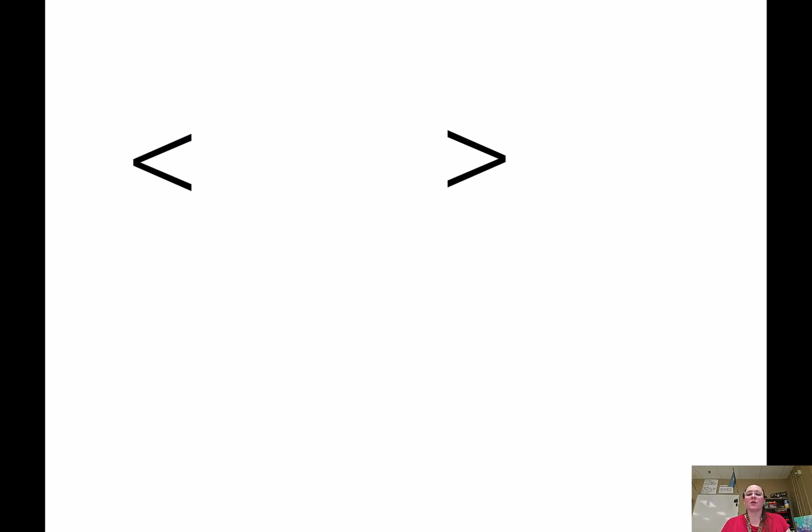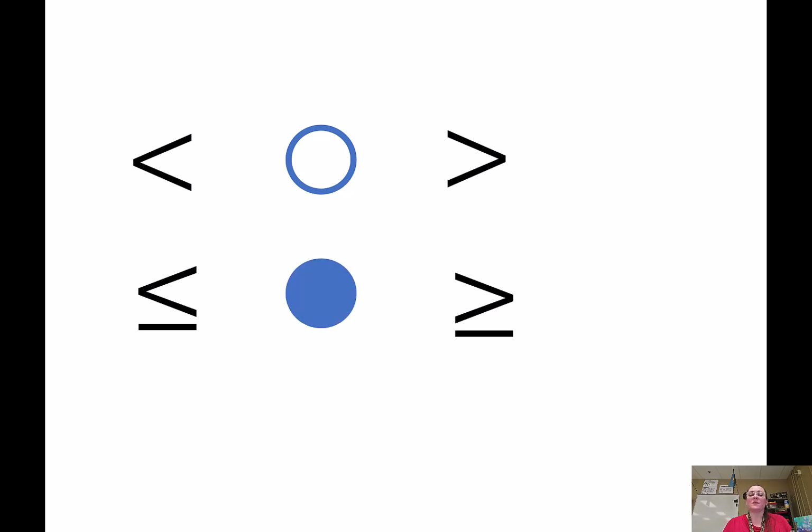All right, so let's look really quick just to recap. If I've got less than or greater than, then I'm going to use an open circle. This means I'm excluding that number. It's not included in my solution, okay? If I've got less than or equal to or greater than or equal to, I'm going to use a closed circle. This means it's included.